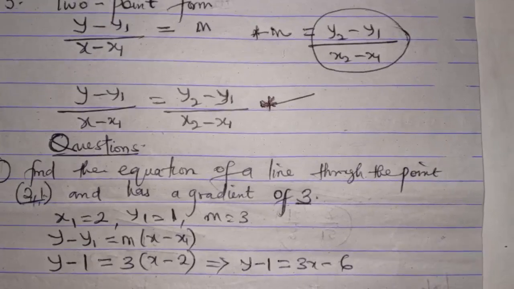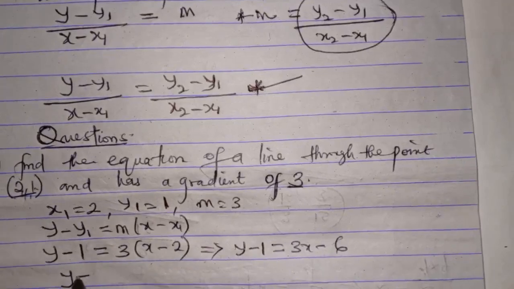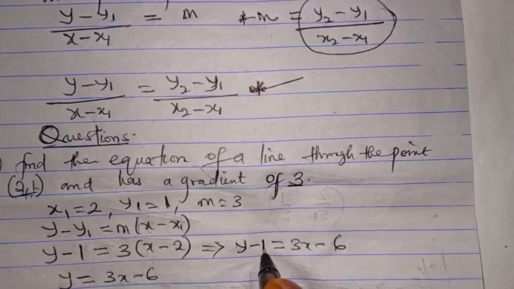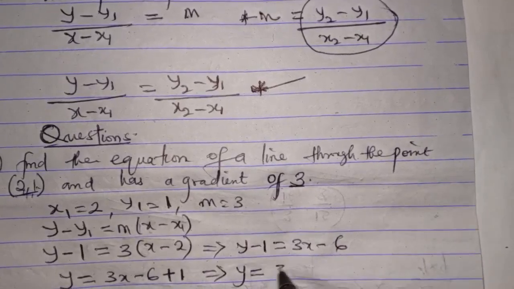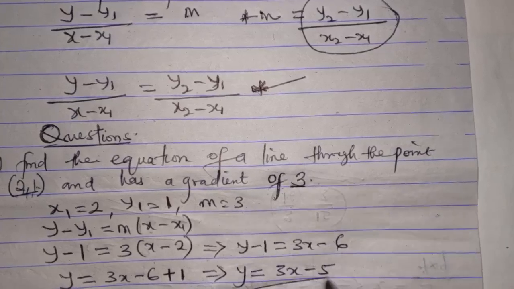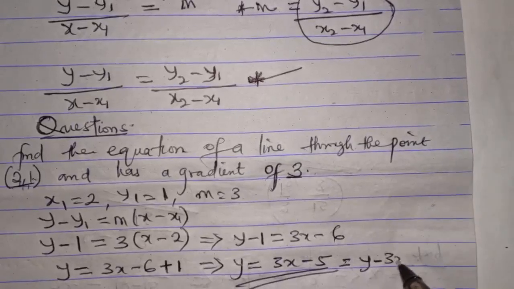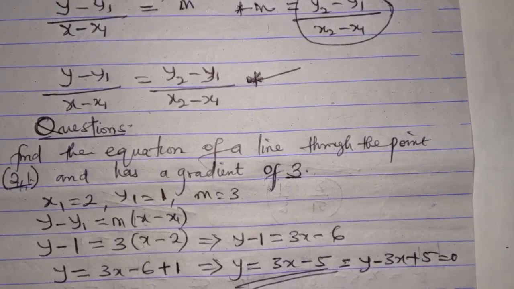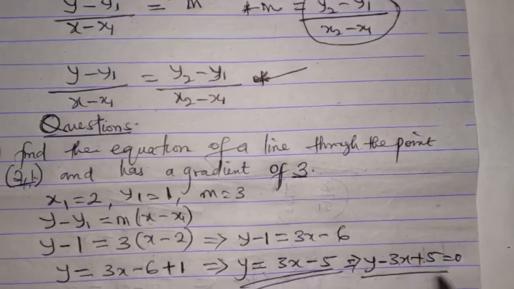Alright, so if I make y the subject of the formula, I'll be having y is equal to 3x minus 6. This minus 1 will cross and turn to a plus 1. So that y is equal to 3x minus 5. This is it. Or we can say y minus 3x plus 5 is equal to 0. That means we just set one side of the equation to 0. This one will cross, turn to a plus, this one cross, turns to a minus. Any one of them is it.